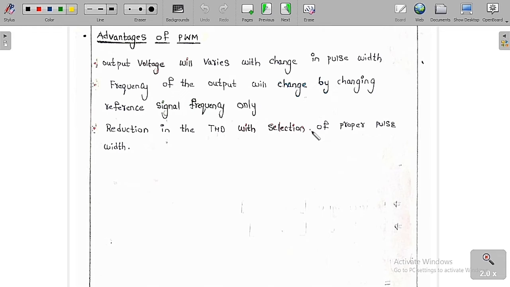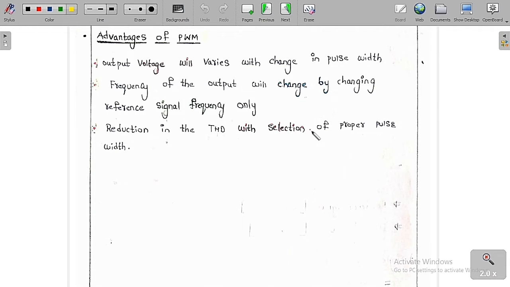With the help of PWM, we can say that the advantages are very simple. We can easily control the average value of the output voltage, and the frequency of the output signal depends purely on the frequency of the reference signal. Simply, the frequency of the output voltage is equal to the frequency of the reference signal.